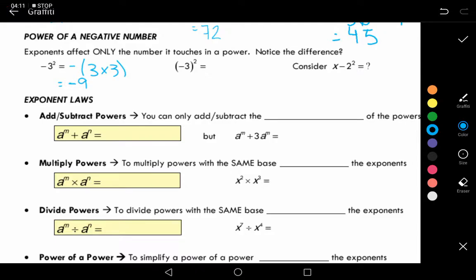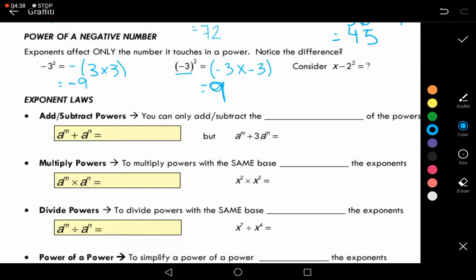If, on the other hand, we have our negative 3 in brackets, that means that 2 is touching that whole number. So what this one would actually be is negative 3 times negative 3, which would give us a different result. Because I'm multiplying 2 negative numbers together there, I would end up with a value of positive 9.